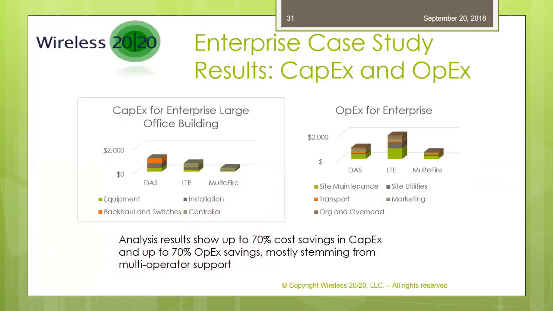And so as we look, we compared a DAS deployment for this network, an LTE small cells deployment, and a MulteFire small cell deployment.